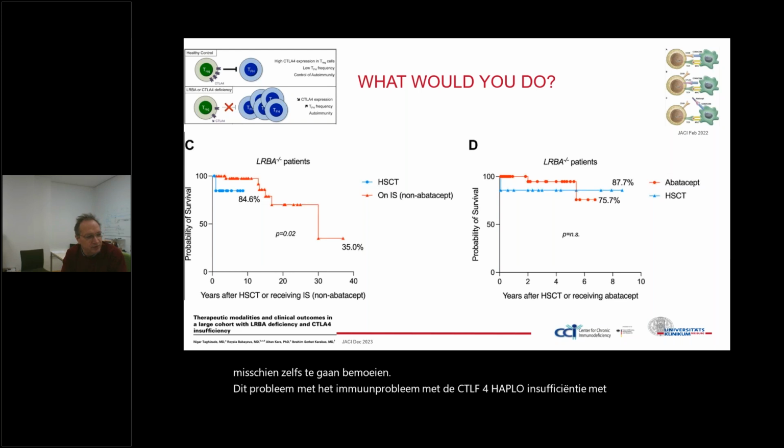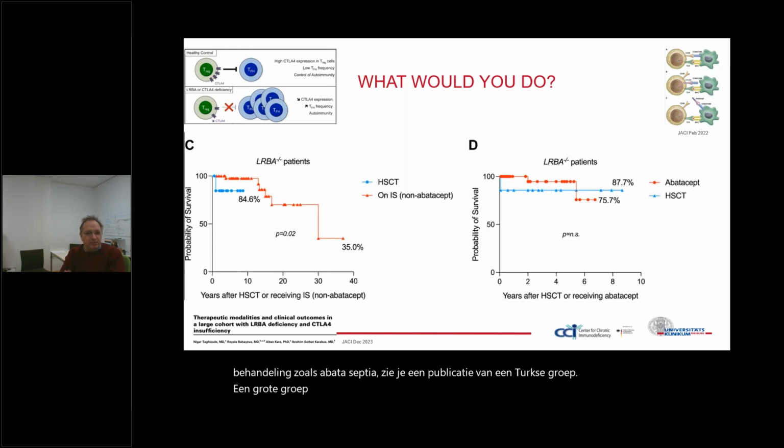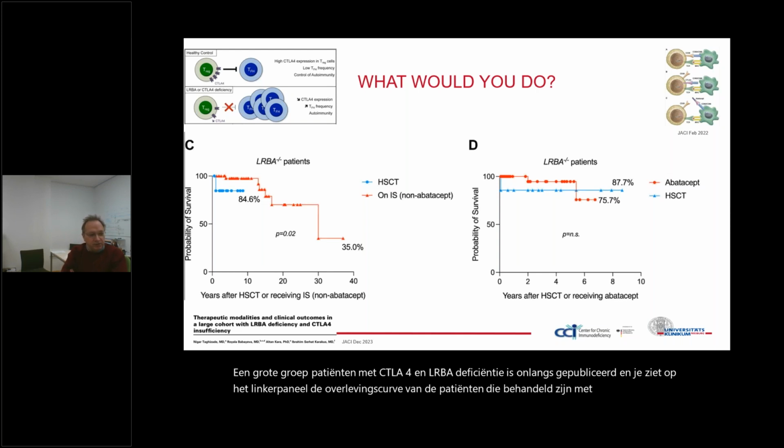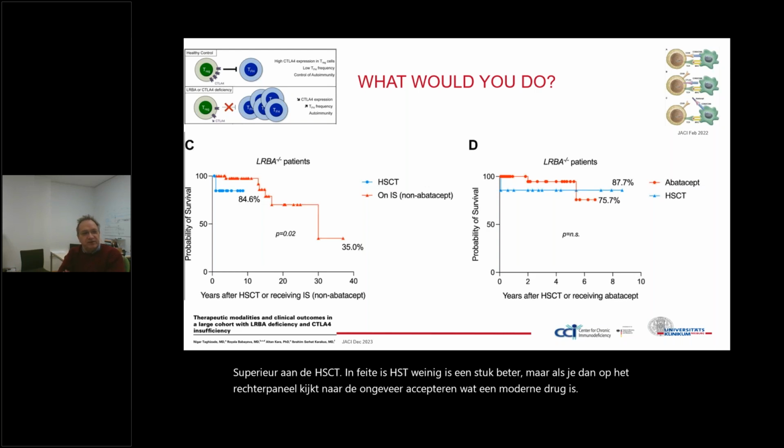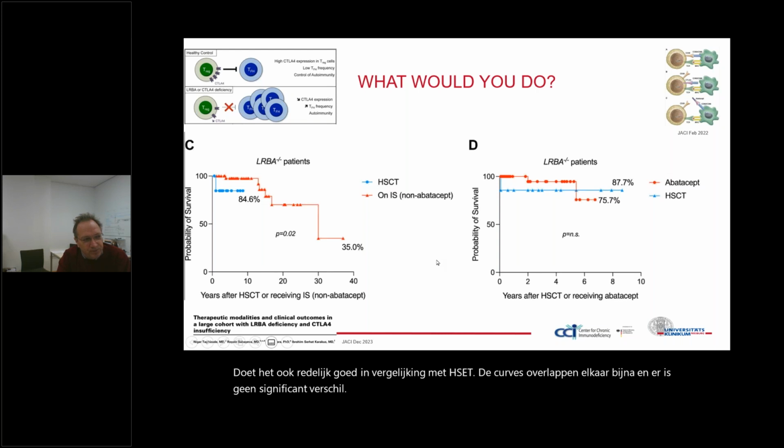Here you see a publication from a Turkish group, a large group of patients with CTLA4 and LRBA deficiency, recently published. On the left panel you see the survival curve of the patients treated with immune suppressants compared to the transplantation outcome. This was reported for the LRBA group because the CTLA4 group was too small, but you see that the non-abatacept immune suppressive treatment is not very superior to HSCT. In fact, HSCT is quite a bit better. But on the right panel, abatacept, which is a modern drug, is doing pretty well compared to HSCT. The curves are almost overlapping, and there's no significant difference in the eventual outcome. So this is a tough call.